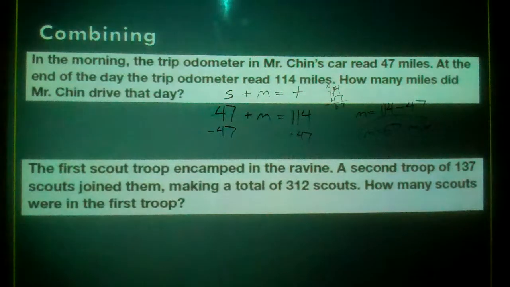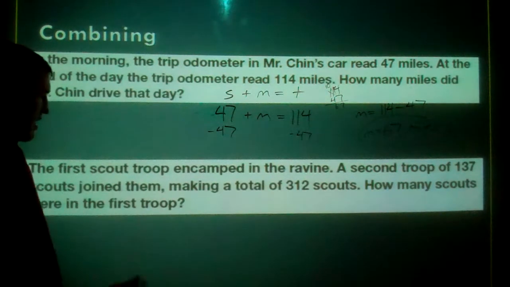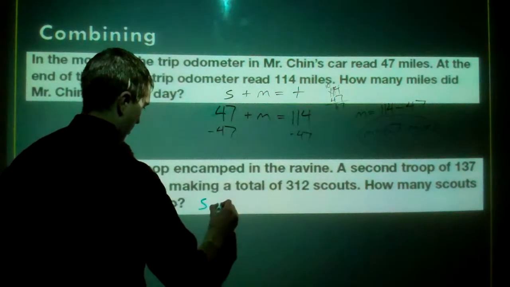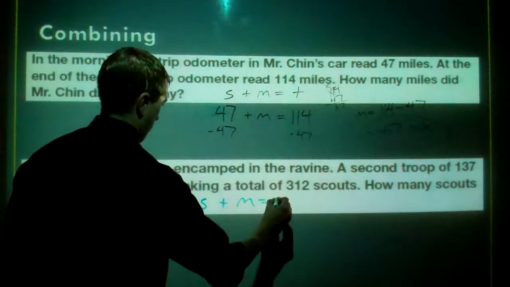Alright, here's our second one. The first scout troop encamped in the ravine. A second troop of 137 scouts joined them, making a total of 312 scouts. How many scouts were in the first troop? Once again, we're going to use our S plus M: sum plus more equals total.